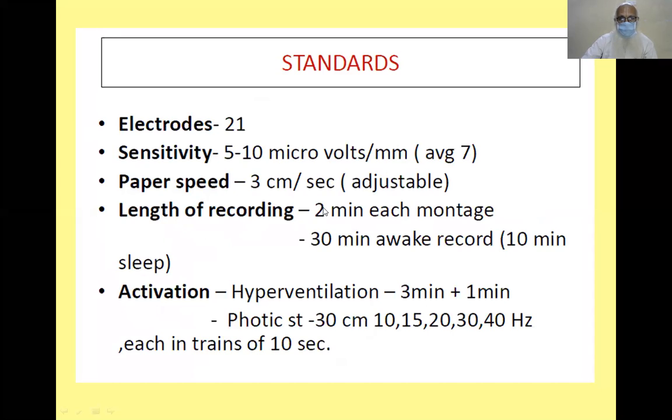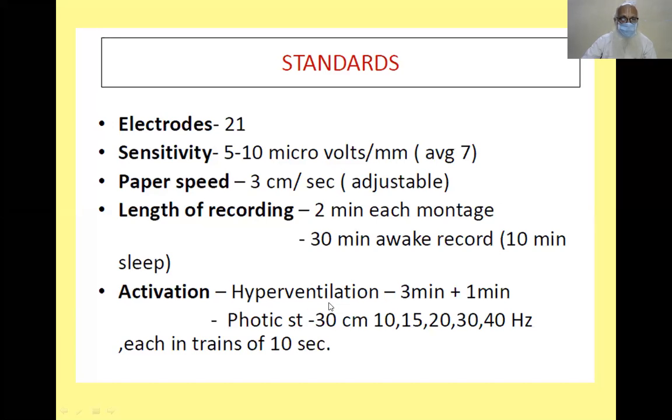Length of recording is 2 minutes for each montage. 30 minutes of awake recording is done, of which 10 minutes is activation. Activation can also be done during the recording of the EEG. Hyperventilation is often used.